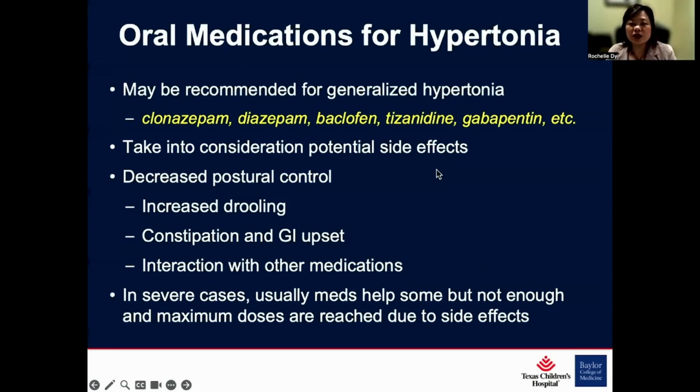Examples of categories would be some oral medications. They may be recommended for generalized tone, meaning the whole body stiffens up every now and then. These are some common medications that we use: clonazepam, diazepam, baclofen, tizanidine, and gabapentin, of course under the guidance of a physician, because we need to take into consideration their side effects, which most commonly are sedation or sleepiness. It may also increase drooling, because their posture is less upright, just because they're so loose, and it could also increase constipation and some GI upset. So it really is a balance, depending on what is needed, but oral medications are available when needed.